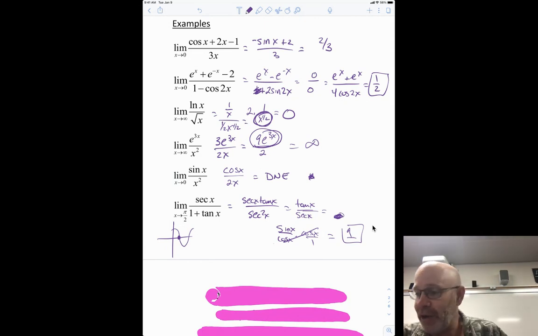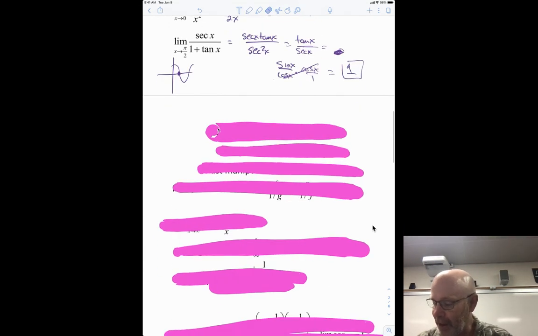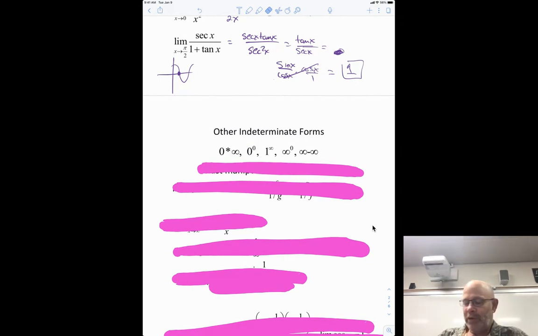So there are other indeterminate forms. 0 times infinity is an indeterminate form. The reason it's an indeterminate form is because we don't have rules for these. So 0 times infinity, somewhere along the line, someone probably said 0 times anything is equal to 0. No, not true. 0 times any number is equal to 0. 0 to the 0 is an indeterminate form because anything to the 0 power is 1. But also 0 to a power is 0, so they conflict, right?